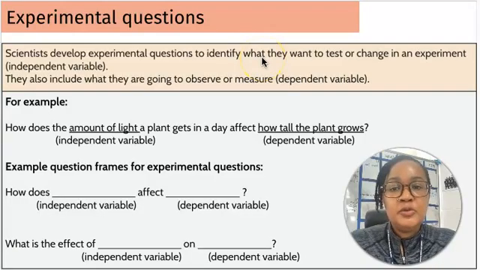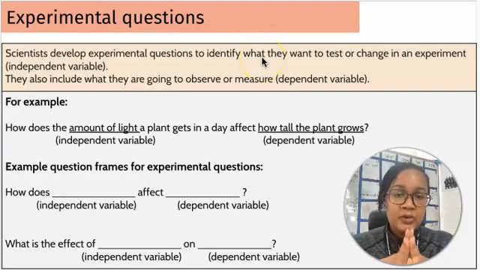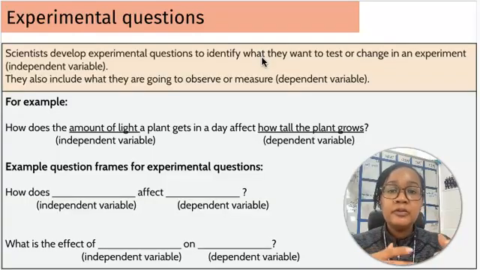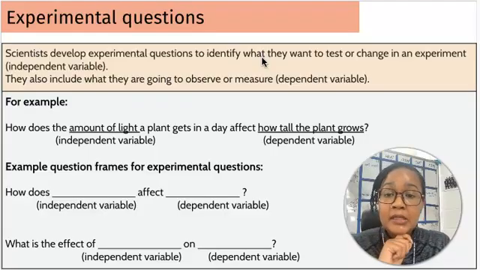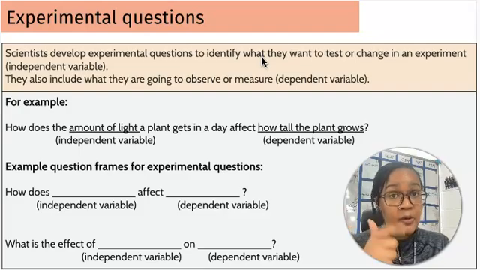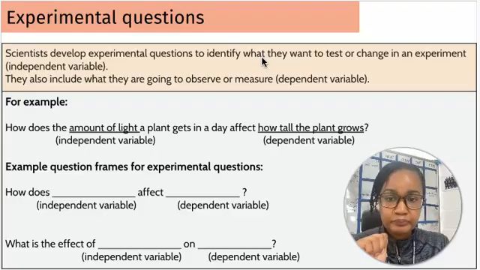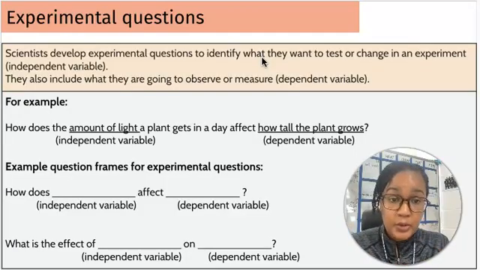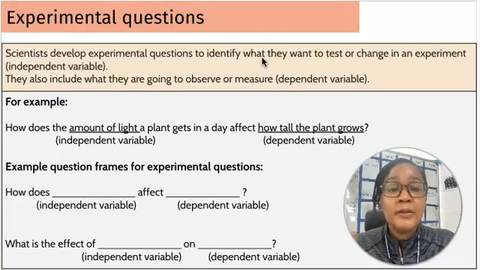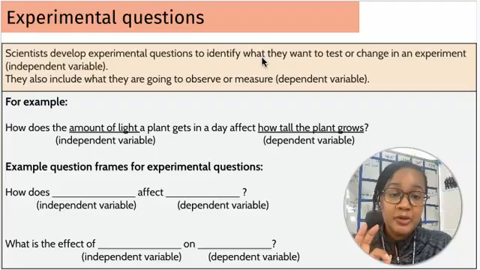Let's talk about experimental questions. So the way that scientists write questions in an experiment is going to be different from our day-to-day way that we ask questions. The process of writing these questions, I'm going to provide you with this slip in class, but the process for asking questions is going to involve what is called our independent variable and our dependent variable. And this is an example. So how does the amount of light a plant gets in a day affect how tall the plant grows? And this question is important because it is a measurable question. It is something that we can collect data on.